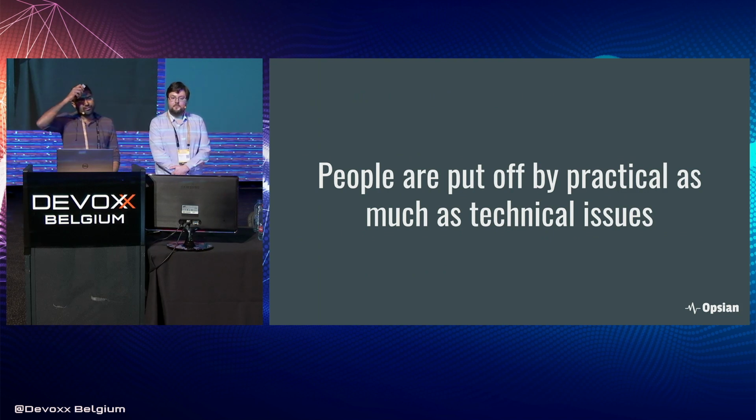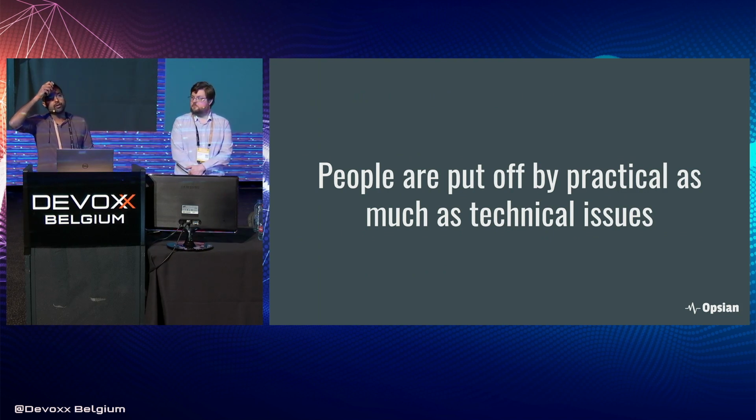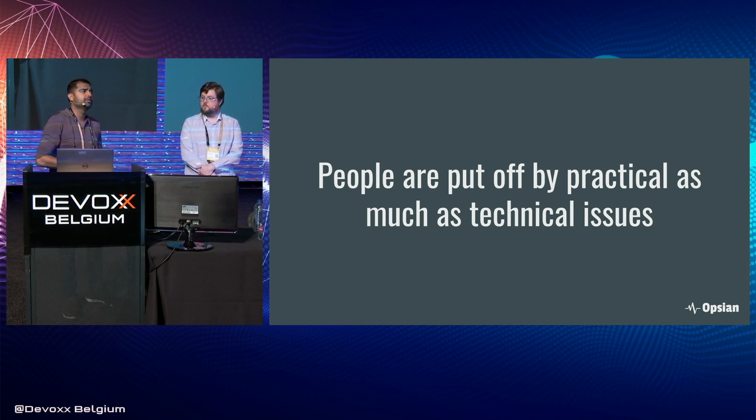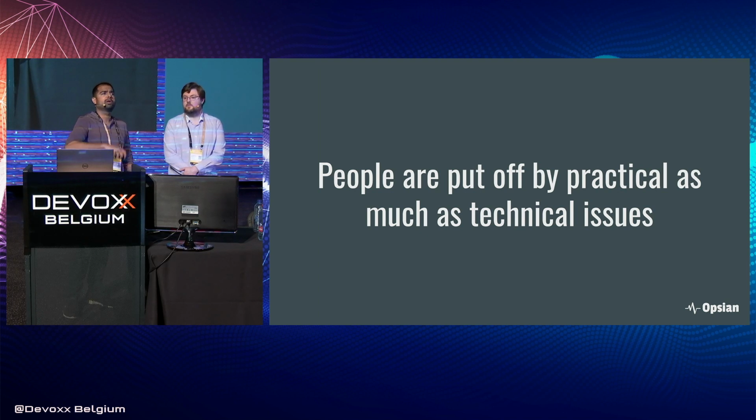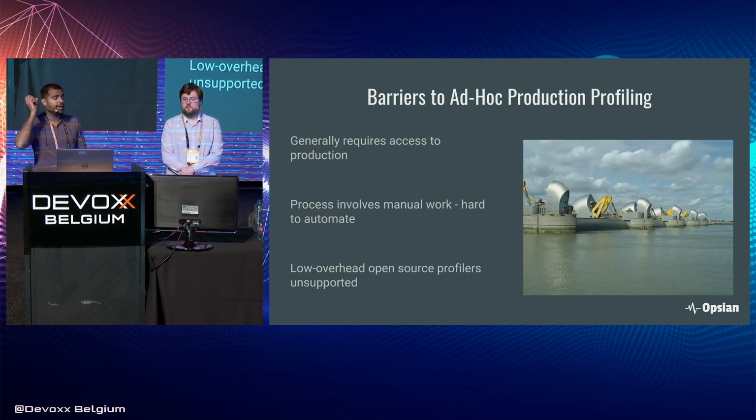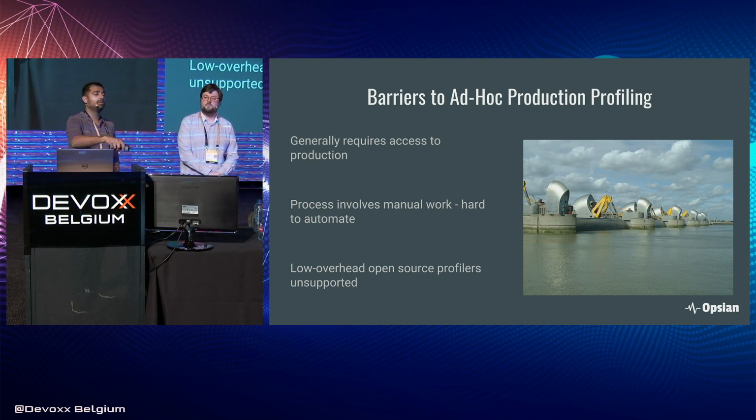Okay, so if we have a way of doing low overhead profiling, and we've got some tools to do it with, why don't people do it? Well, one of the issues that we've discovered is that people tend to be put off as much by practical issues as they are technical ones. So let's look at some of the practical issues involved in ad hoc production profiling. When we say ad hoc, we mean: I've got a performance problem, so I'm going to hook up a profiler and try to diagnose what the actual issue might be.